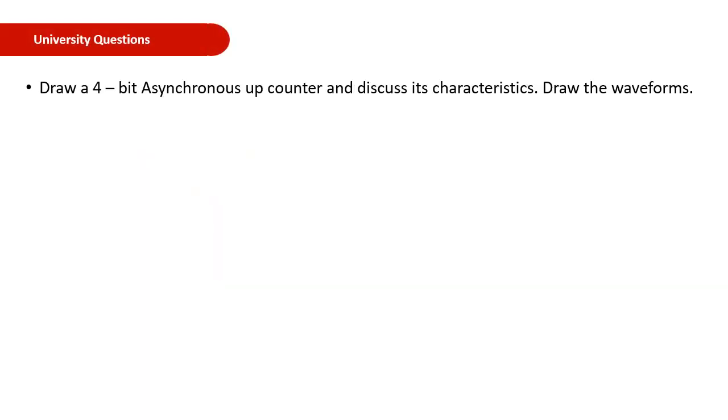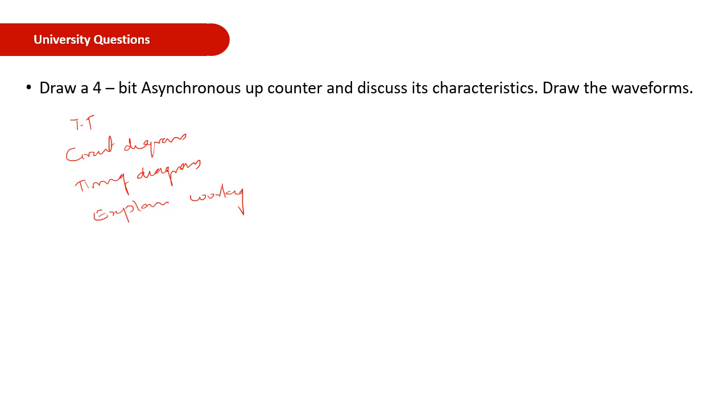Next question is: draw a 4-bit asynchronous up counter and discuss its characteristics. Draw the waveforms. Here also you have to first write the truth table, then draw the circuit diagram, then draw the timing diagram, and then explain the working. So this much is required to answer this question.